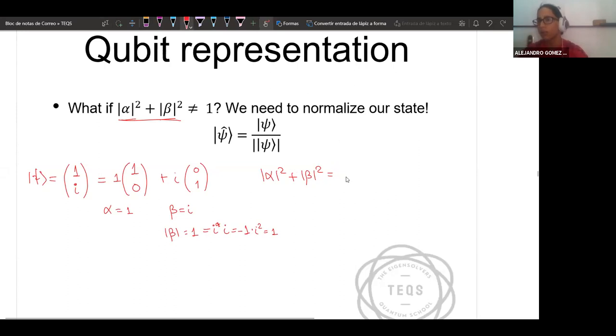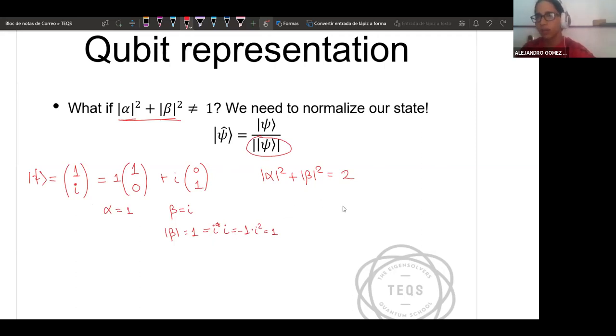Okay, so this is 1 plus 1, which gives us 2. So this state is not normalized. So it's not a state vector. It's not a qubit. We need to normalize it. Now, how do we normalize it? We just have to divide by the magnitude of the state.